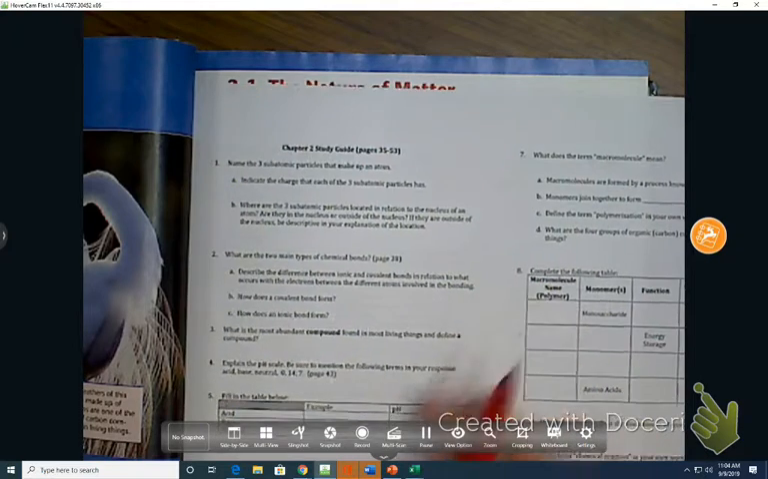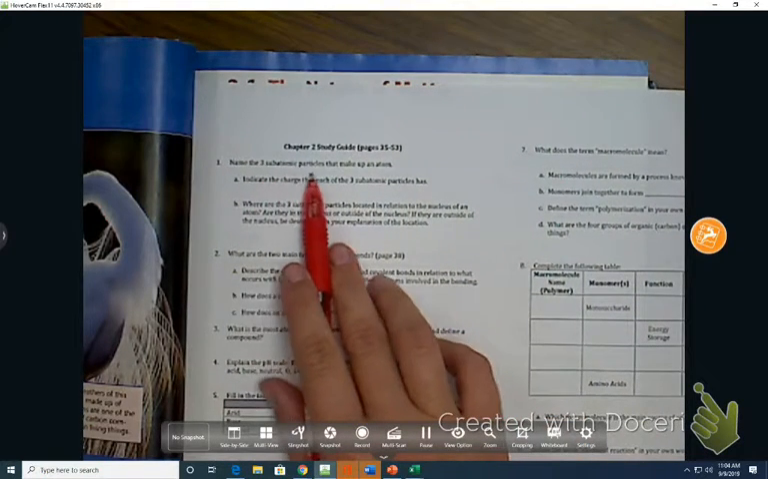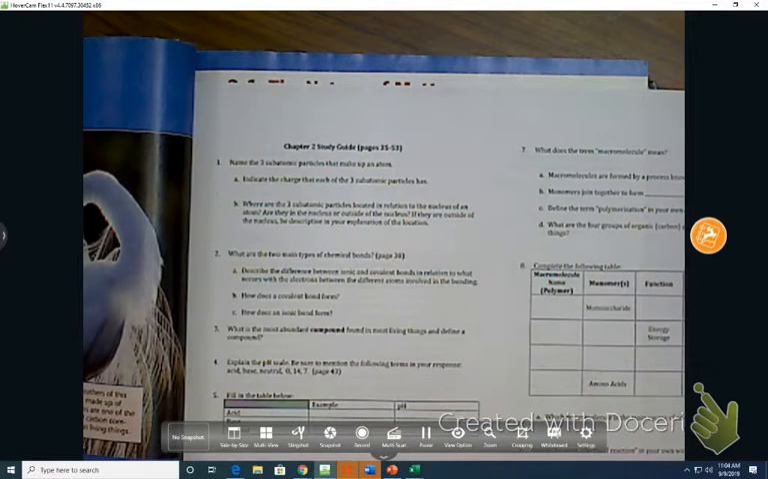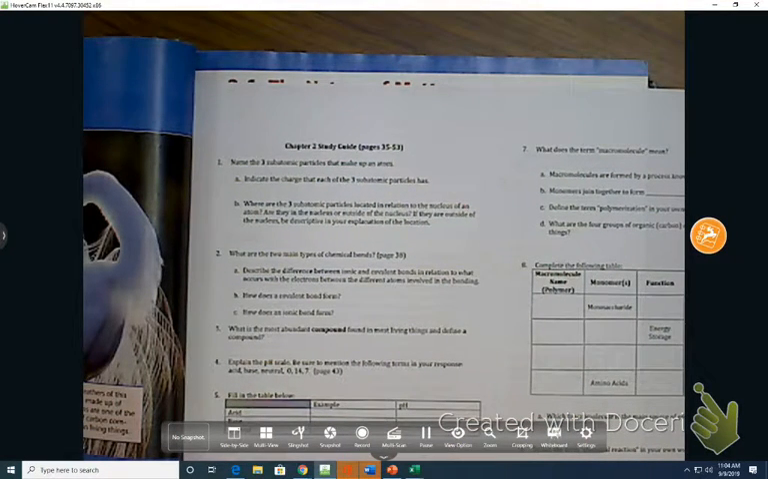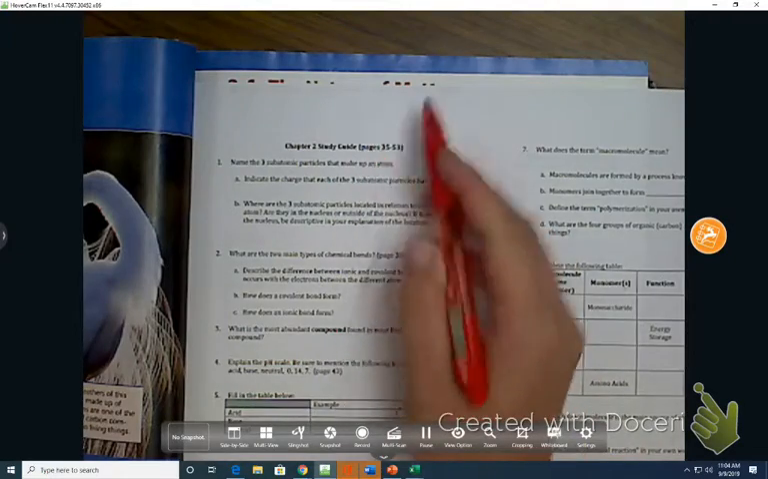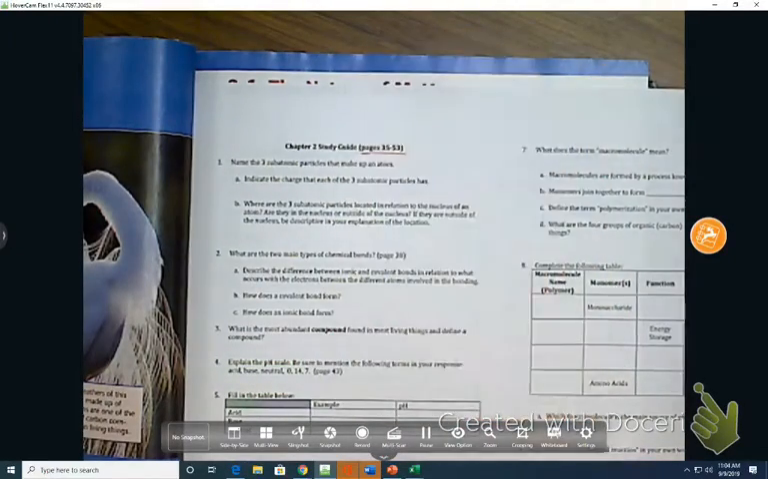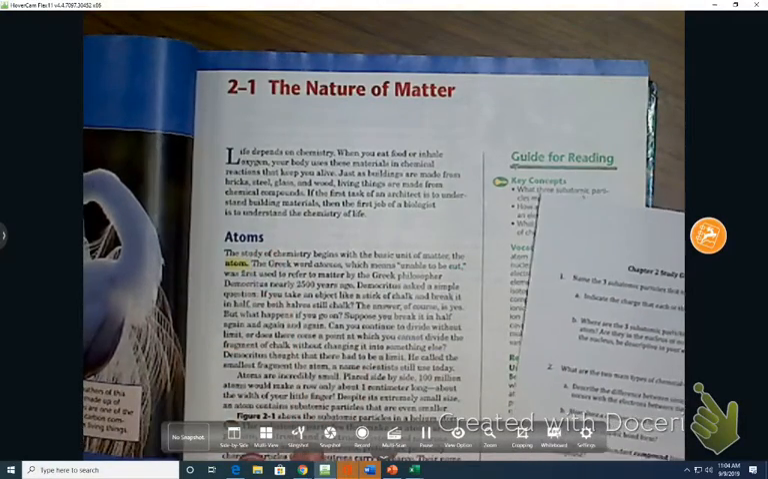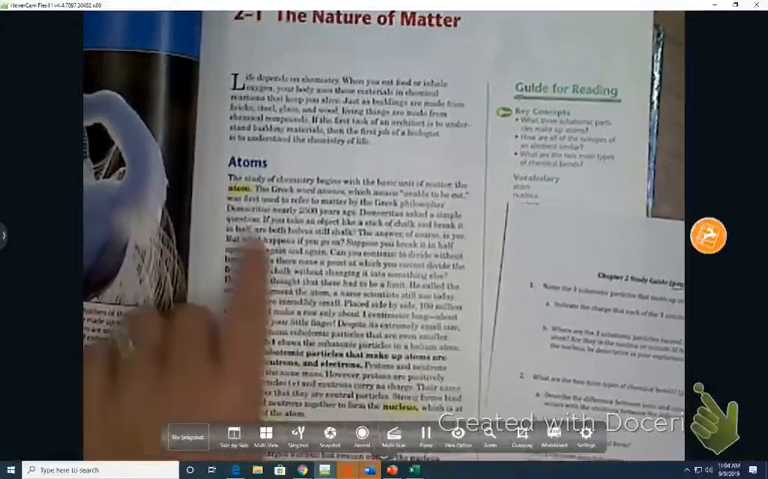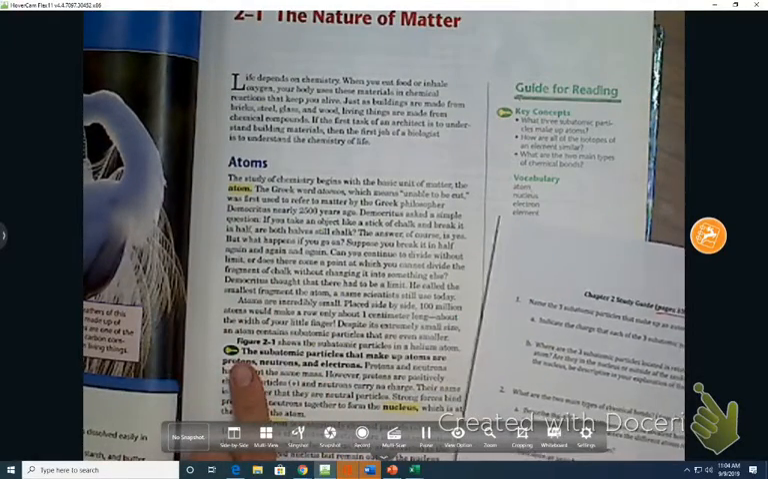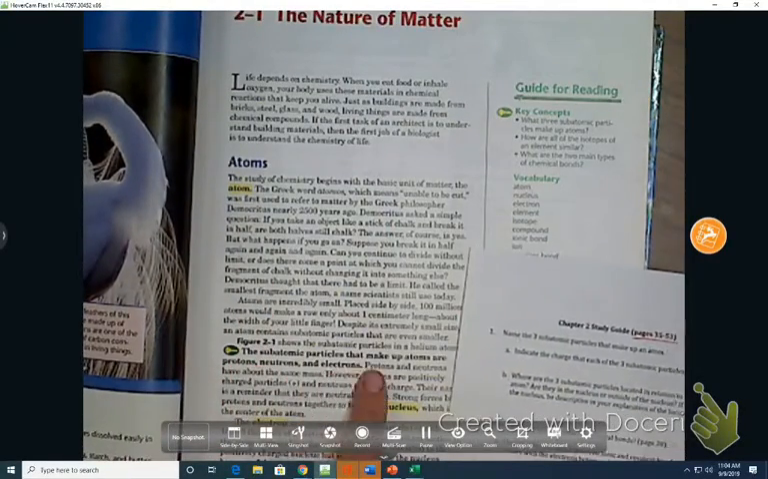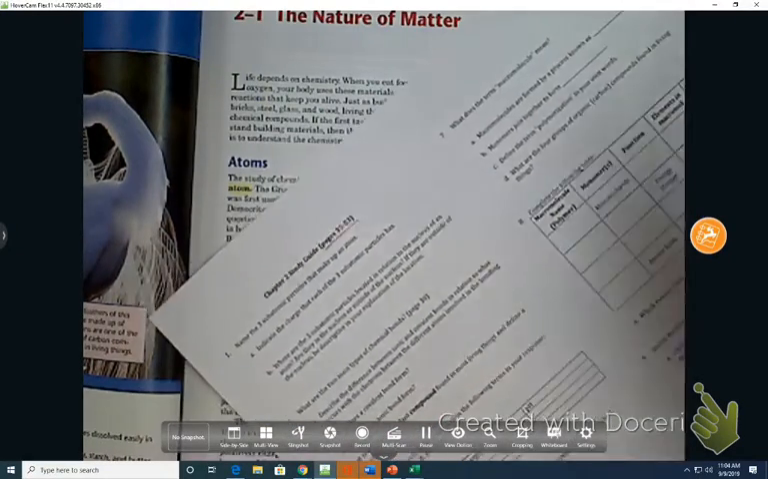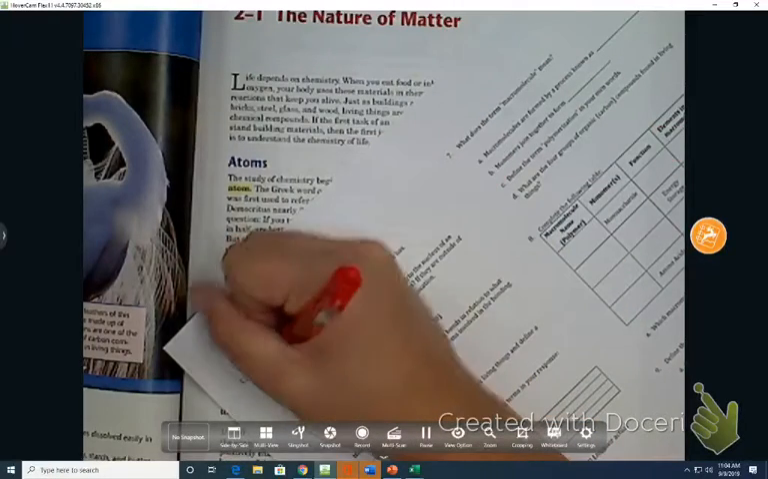Okay, so question number 1 says, name the 3 subatomic particles that make up an atom. If you didn't know where to look, or you don't have your notes with you, this even tells you it's pages 35 through 53 in the textbook. If you turn to page 35, you can see it discusses atoms and what an atom is. The key concept right here is the subatomic particles that make up atoms are protons, neutrons, and electrons. So that should be your first answer.